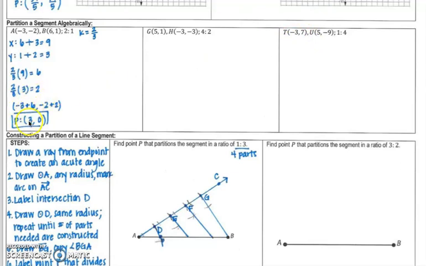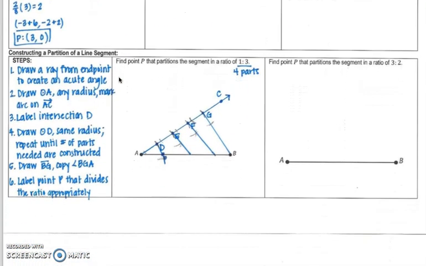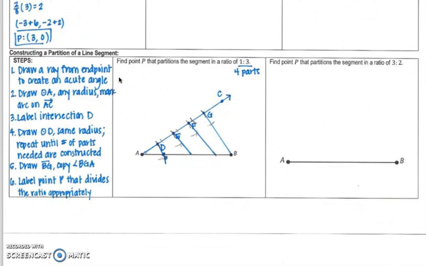So -3 plus 6 is 3, and then -2 plus 2 is 0. So point P would be at the point 3, 0. Okay, so again, doing the same thing, and then I would recommend that you practice with the next two that you see. All right, constructing a partition of a line segment.